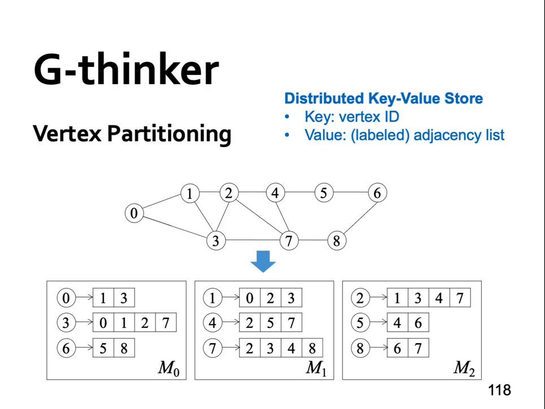Here is an illustration of how vertices are partitioned by the local vertex tables of all machines, which form the distributed key-value store where a task can pull the adjacency list of a vertex using its ID.